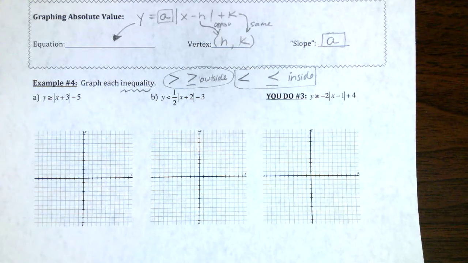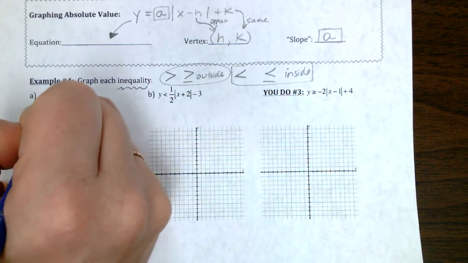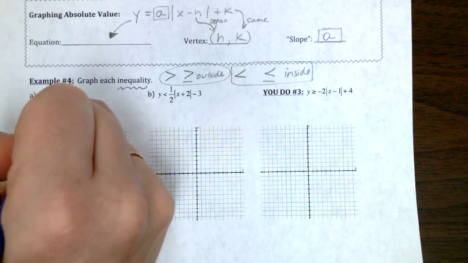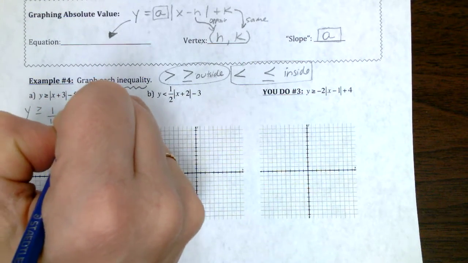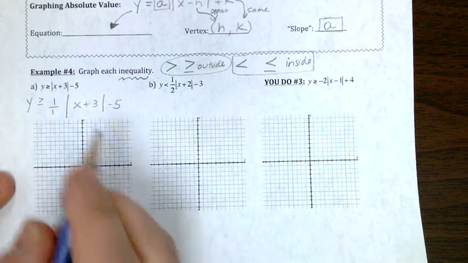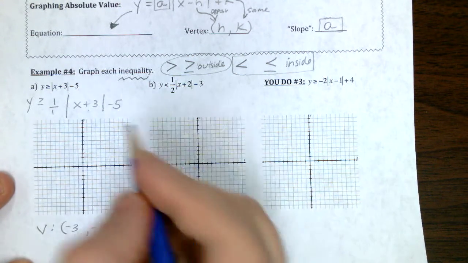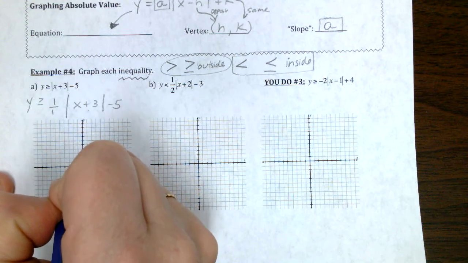Okay, and you're going to say, well, what do you mean by inside or outside? Think of the mouth. Like a V, it's like a mouth. What you put inside your body is inside the V. What is outside is outside of your mouth. So if I come over here and follow what I did, I'm going to rewrite this as y greater than or equal to 1 over 1, absolute value of x plus 3, minus 5. My vertex is going to be located at the opposite of 3, negative 5.